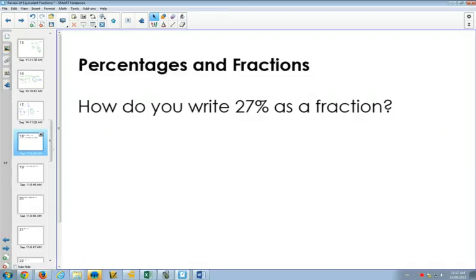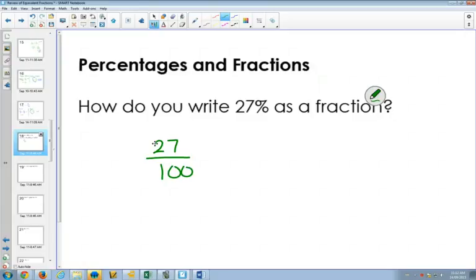Percentages and fractions. 27%. How do you write that as a fraction? Well, a good place to start is that a percentage is over 100, right?